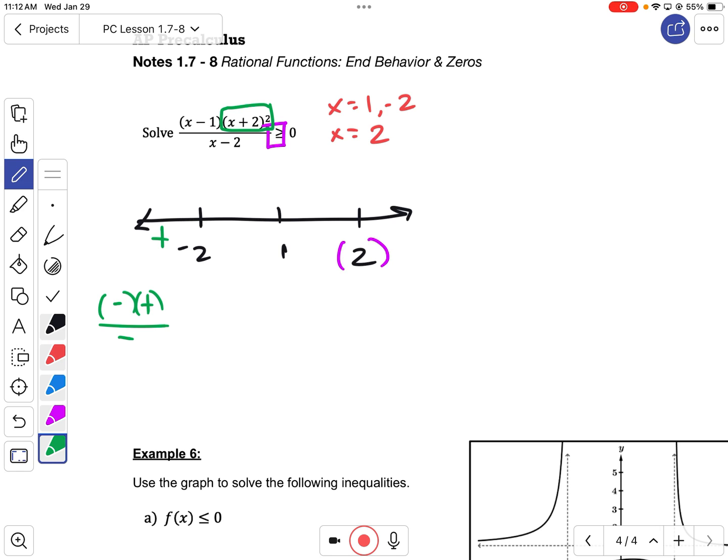Between -2 and 1, 0. So I'd get a negative, always a positive, and a negative, so I get another positive. For 1 to 2, we could use 1.5. That would give me a positive and a negative. And then I could use 3. So I get a positive and a positive, so I get a positive.